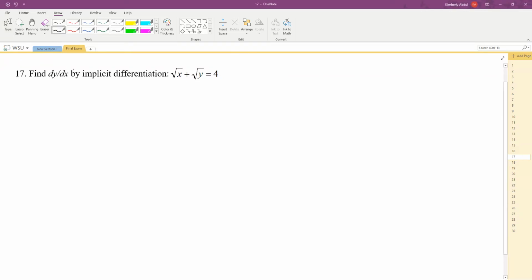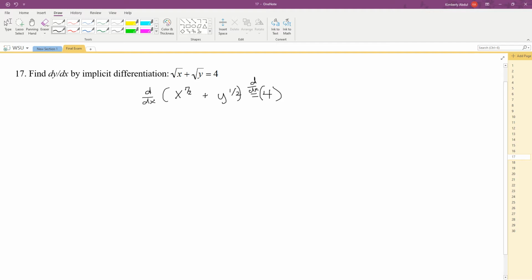All right, so the first step in this problem is that I'm going to write the equation with fractional exponents. So I'm going to write x to the 1/2 plus y to the 1/2 equals 4. Then I'm going to take the derivative of both sides with respect to x here, and we will see what we have here.